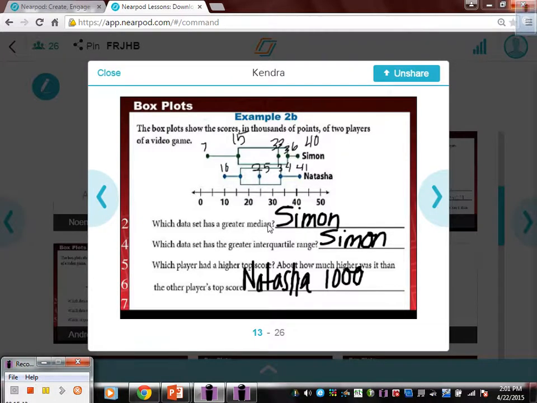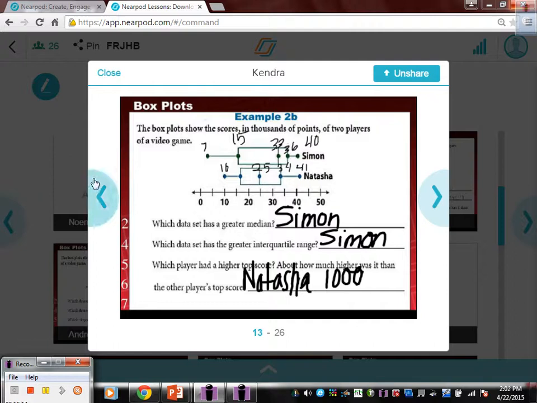Correct answer. It says, the one with the greatest median is Simon. With the greatest IQR is Simon. And it says, which player had the highest top score? Natasha. About how much? 1,000. Yes, doesn't it say in thousands of points? This is Kendra. Yay, Kendra.